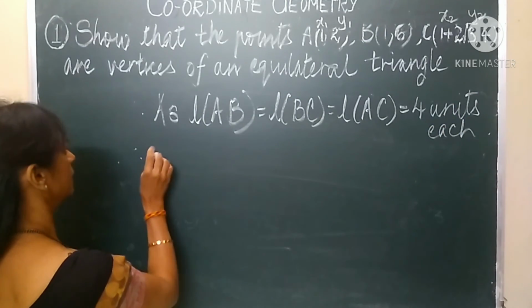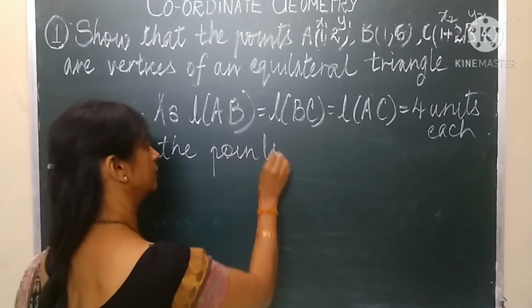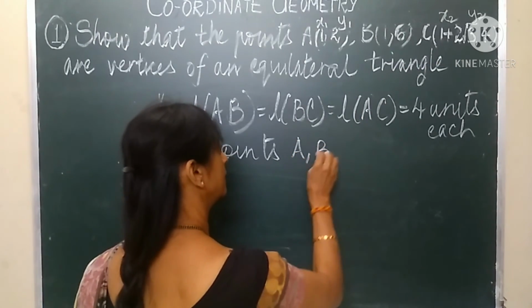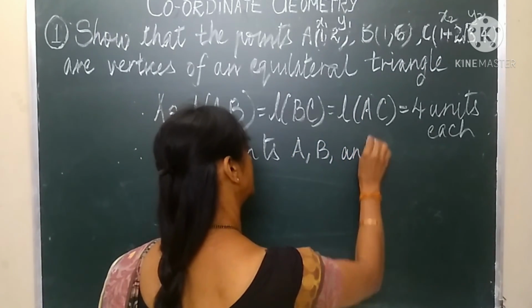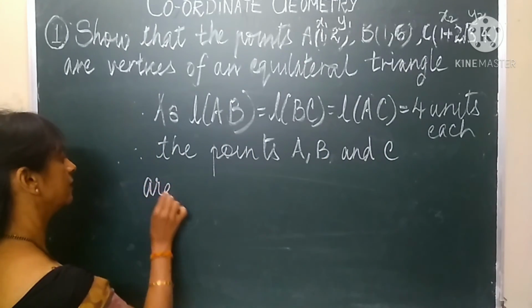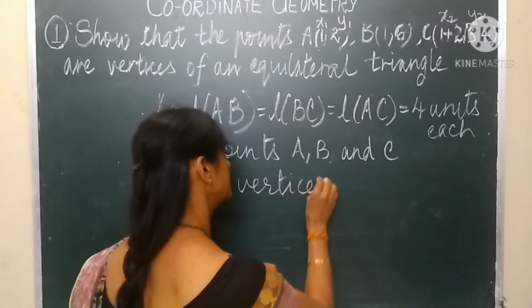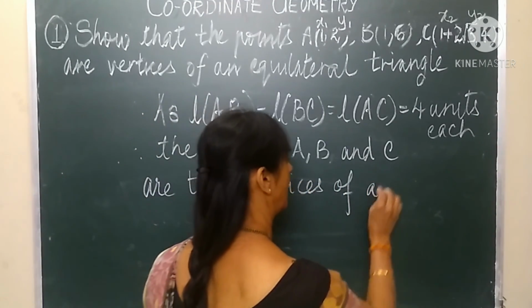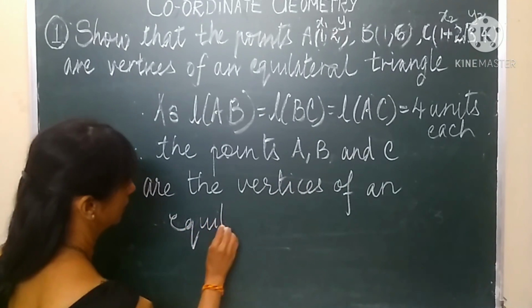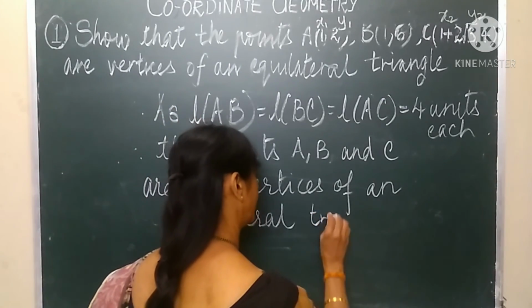Therefore, the points A, B and C are the vertices of an equilateral triangle.